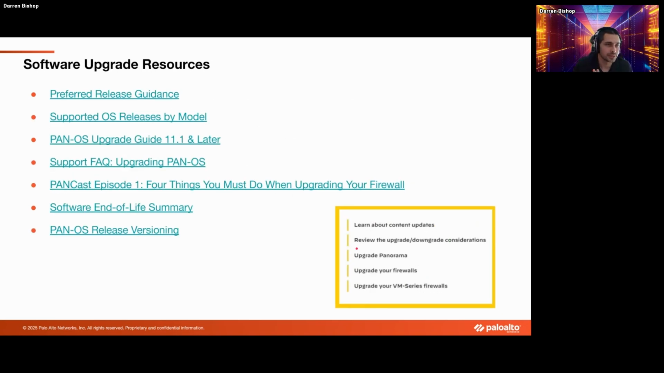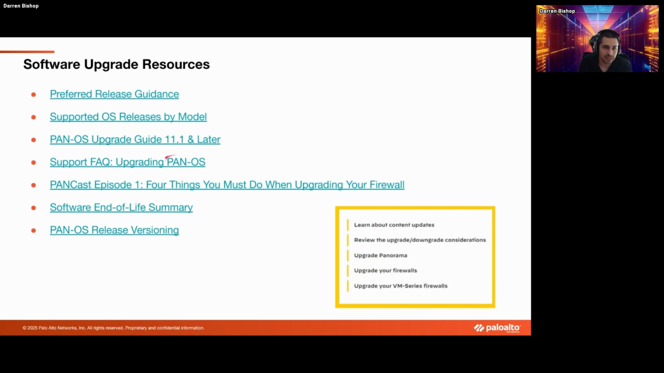Some good resources. As I mentioned, the preferred release guidance, supported OS releases by model. Not every Palo Alto Networks Next Gen firewall supports every release. So if you've got maybe a Gen 2 device, like a 3200 or a 5200, they only support up to a certain release. Off the top of my head, I think it's about 10.2, maybe even 11.1 for the 5200s. But do check, if you're running older generation hardware, what your latest available PAN-OS release is.